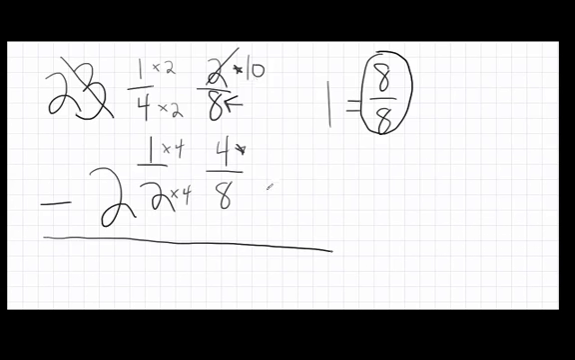And then we can subtract. So we're going to take 10 minus 4 is 6 eighths. 2 minus 2 is 0. 6 eighths can be reduced to 3/4. It's this borrowing process that gets a little bit tricky. So that's subtracting mixed numbers with borrowing.